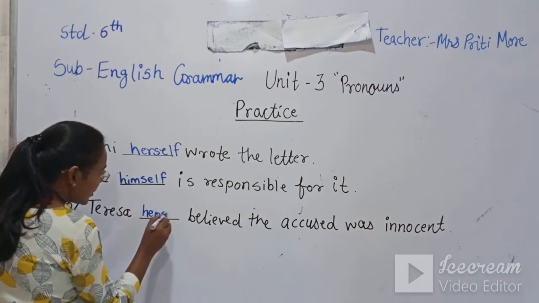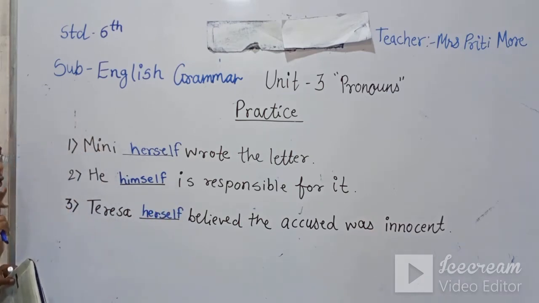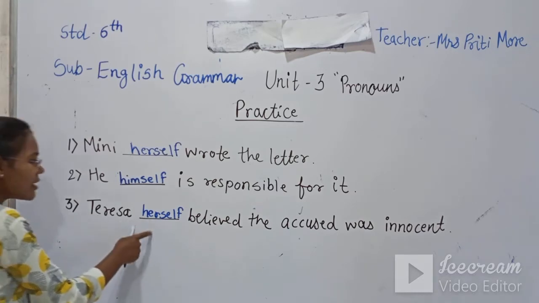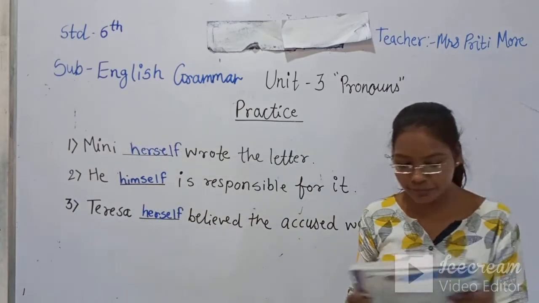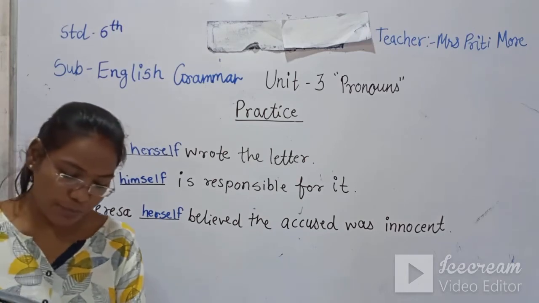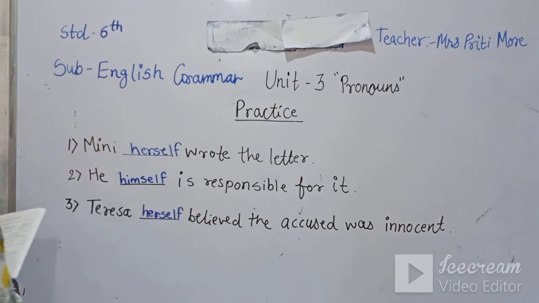This is the third person. Teresa is third person, and for third person as a girl we use herself. Teresa herself believed the accused was innocent. Now I just turn the page to page number 18, sentence number 4.